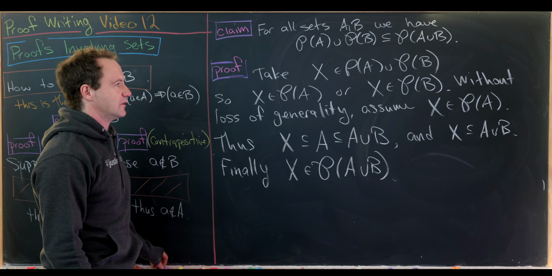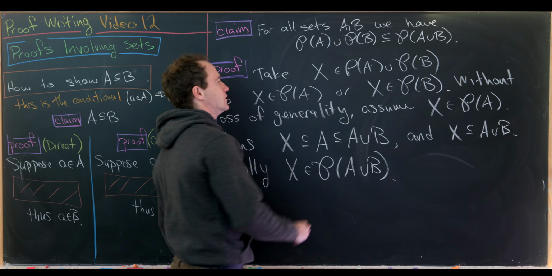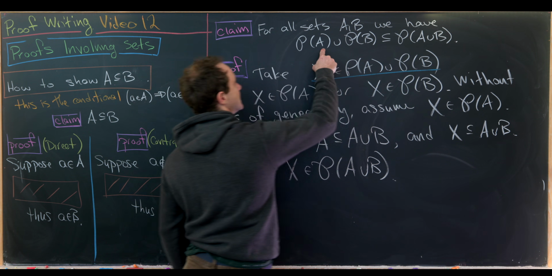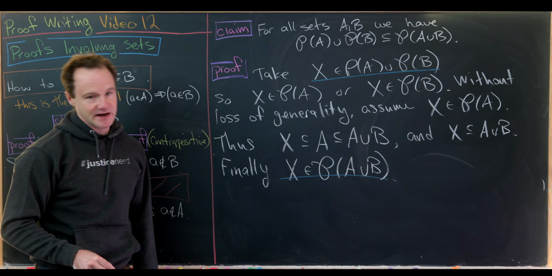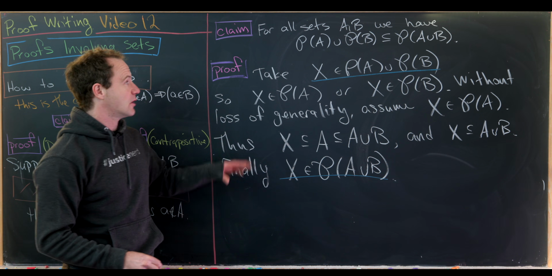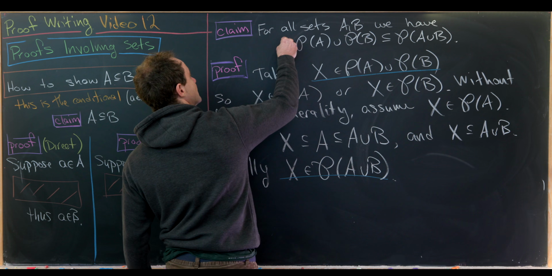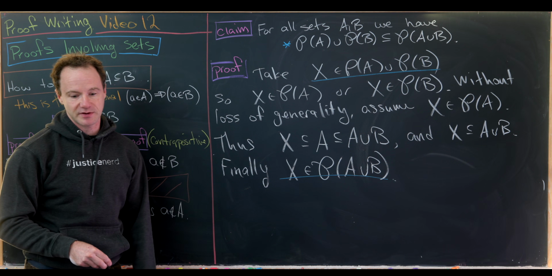So let's just check that we've done everything we needed to. We started with an element of the left-hand side, and we showed that that was also an element of the right-hand side. That's exactly what we need to do to prove this subset relationship.